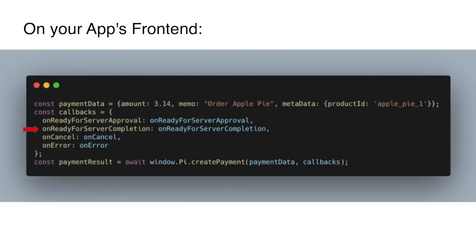onReadyForServerCompletion is a function that gets called after the blockchain transaction has been submitted to the Pi blockchain. Your job is again to pass any relevant data to your app server. On your server, you can verify the payment and deliver the item that was reserved for the user. In the end, you should complete the payment by letting the Pi server know that you have received the payment and delivered the item. The other 2 functions are onCancel and onError functions. As their name suggests, they are functions that will be invoked when the payment gets cancelled and when an error occurred.